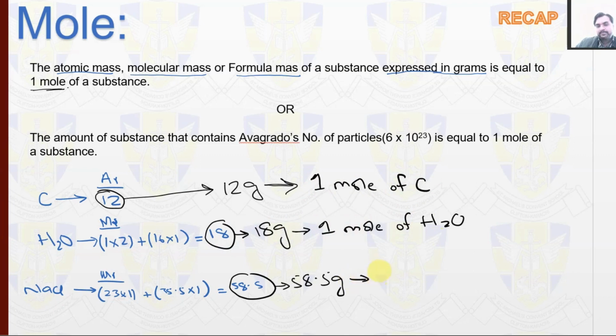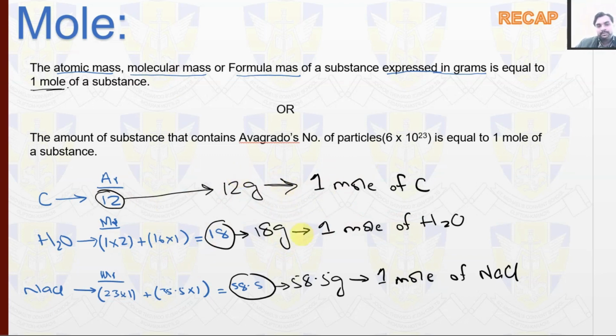And similarly it applies for sodium chloride as well, right? That 58.5 grams is equal to 1 mole of NaCl. So you can see that for 1 mole of each compound or element, the number of grams is different. For example, for 1 mole of carbon you have 12 grams, but for 1 mole of water it's 18 grams, right? So basically it depends upon the atomic mass or the molecular mass of the substance, right? So that was the first definition, just a small recap about it.